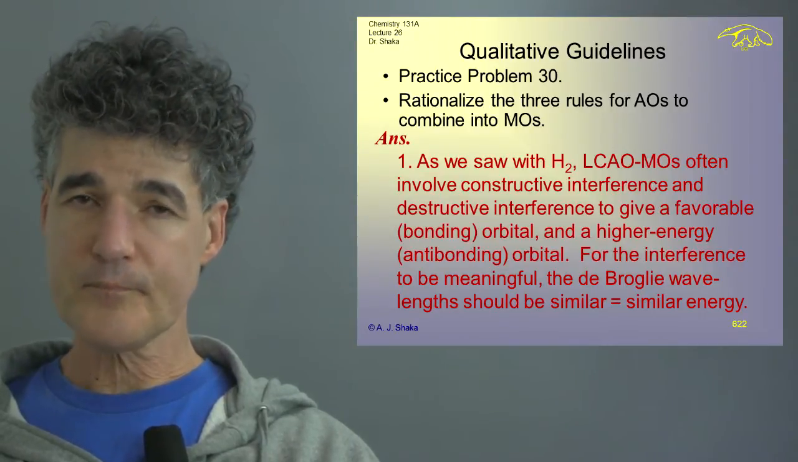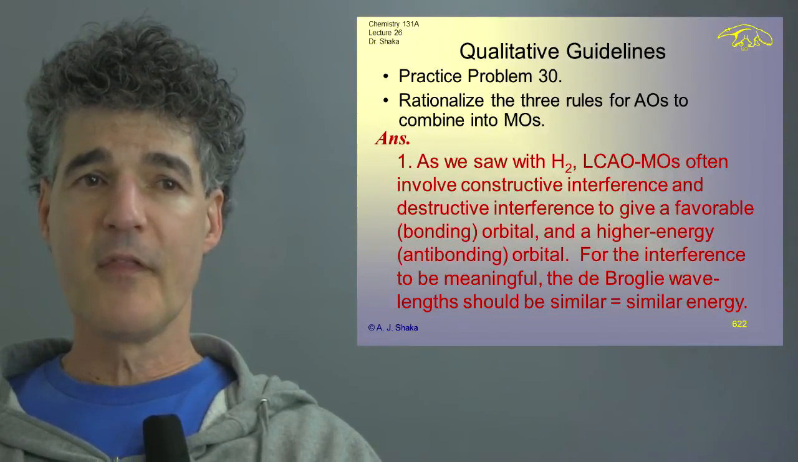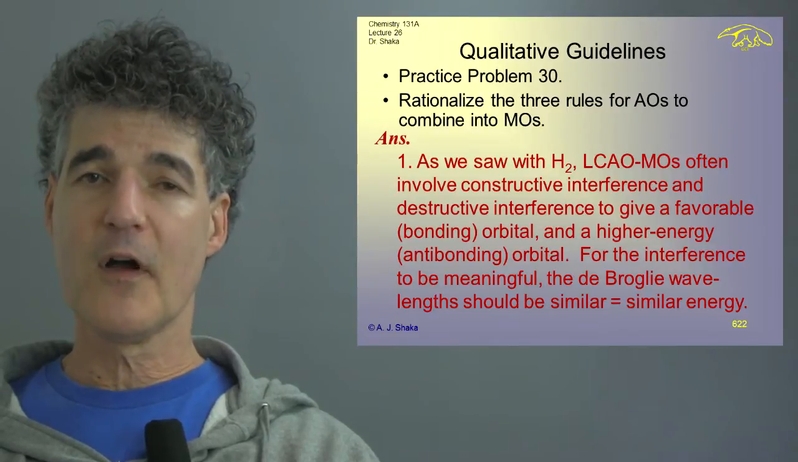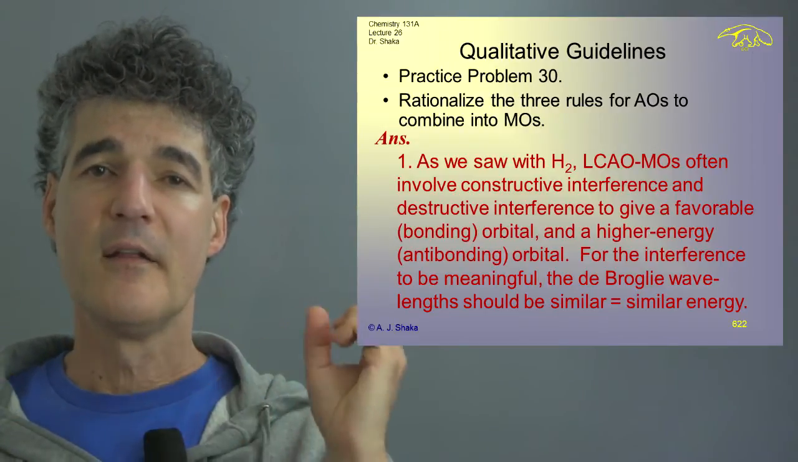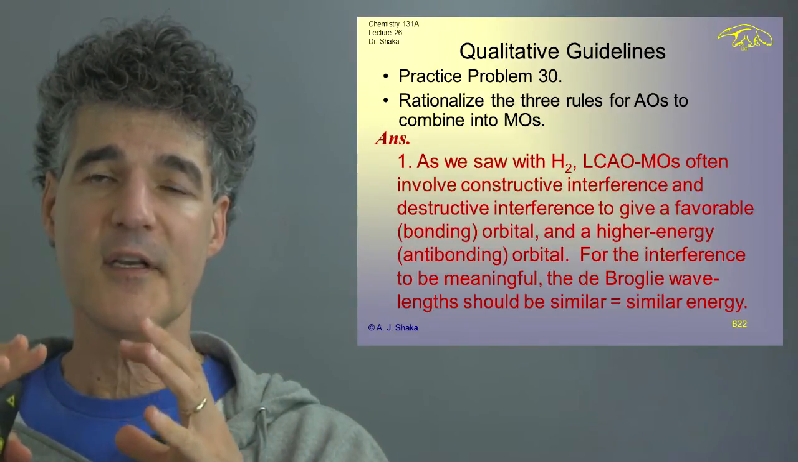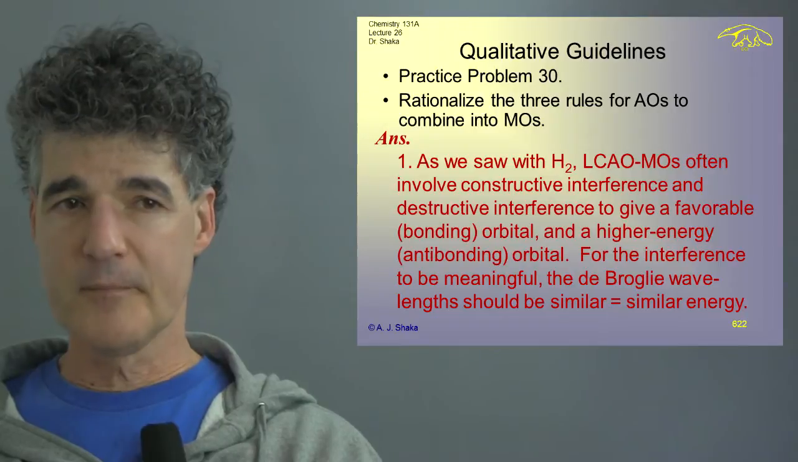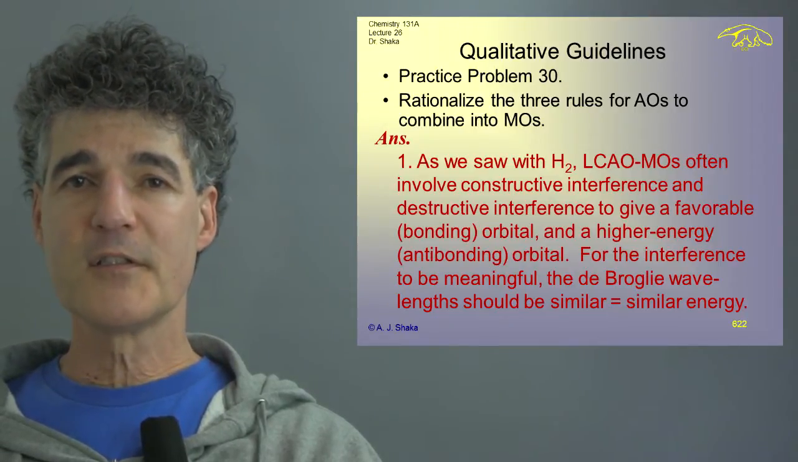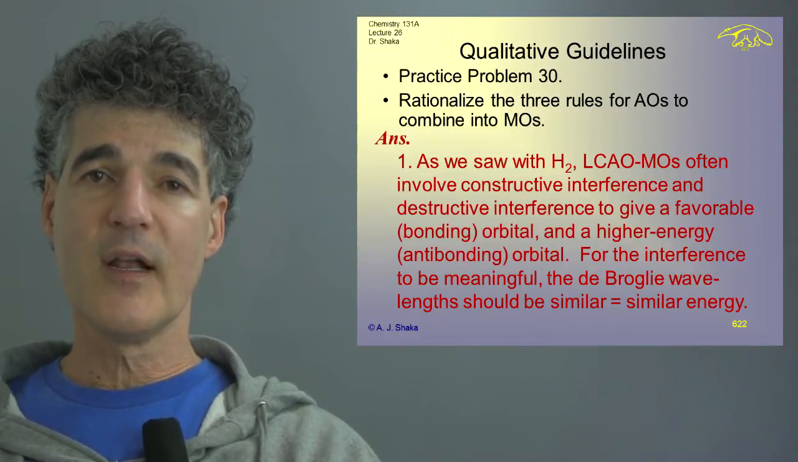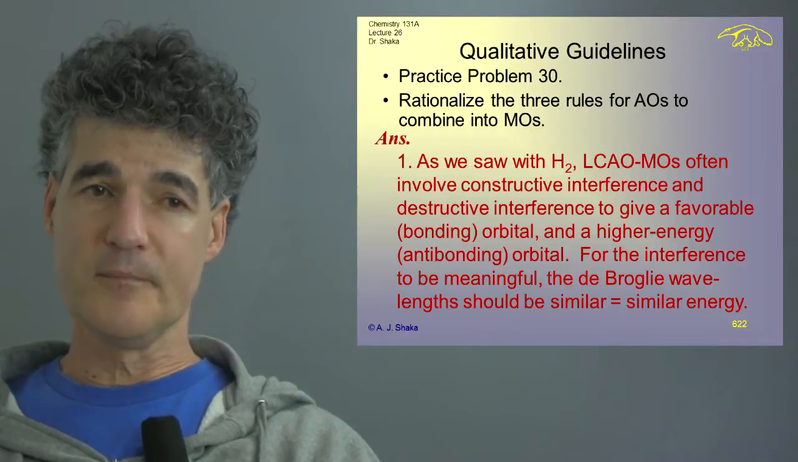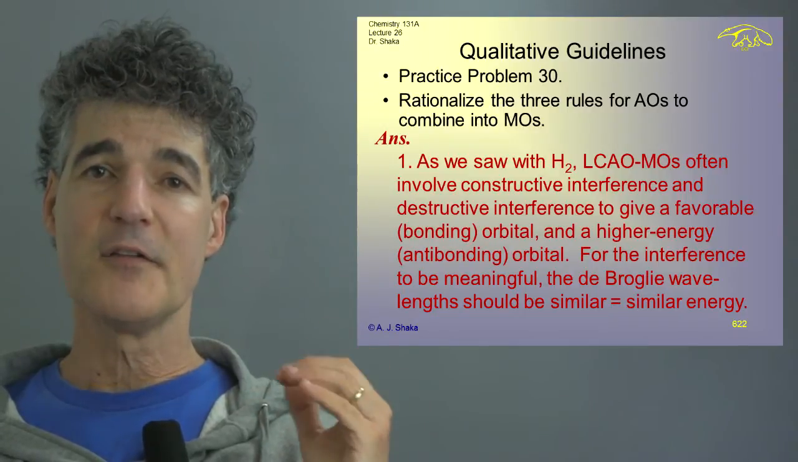Okay, rule 1. As we saw with hydrogen, molecular hydrogen, for example, the LCAO-MOs often involve constructive or destructive interference. If the phases are right, there's a buildup of electronic density. If the phases are wrong, there's a node. The electron is not found there. If the interference is going to be meaningful, then the wavelength, in particular the de Broglie wavelength of the orbitals, must be the same. And that means that the energies must be the same.